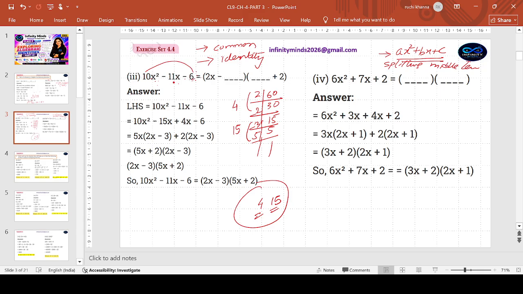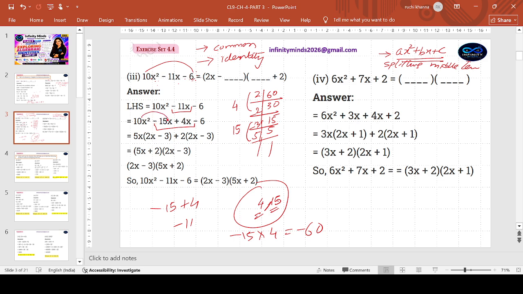Since I have to have a minus, I must give the minus to the bigger integer value, 15. If I take minus 15 and plus 4, I get my answer as minus 11, and my product of minus 15 into plus 4 is going to be minus 60. That's what is desired. So splitting minus 11x as minus 15x plus 4x.